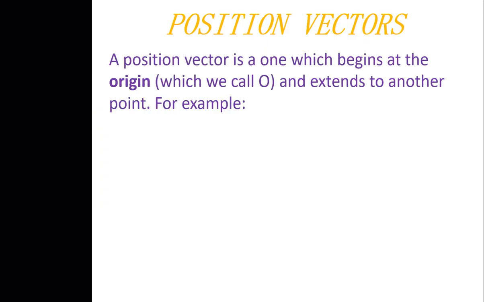Okay, moving on to what on earth are position vectors. A position vector is one which begins at the origin, which we tend to call O. So we note the origin as point O, and it extends to another point, like A or B. A position vector, by definition, starts at the origin. So if it extends to point P, then its position vector is x, y, z, a column vector.